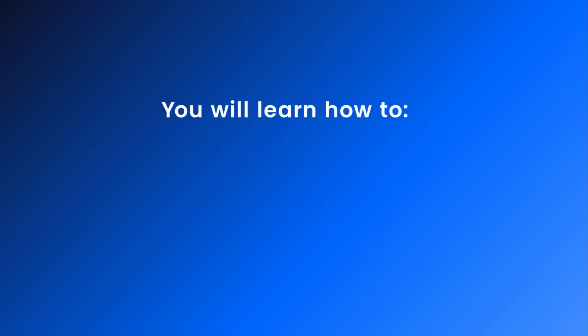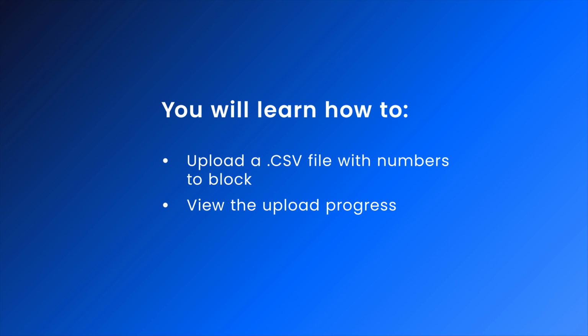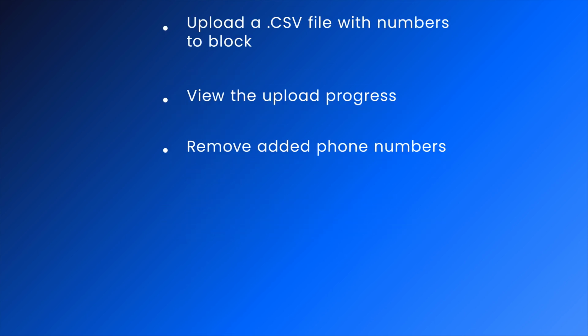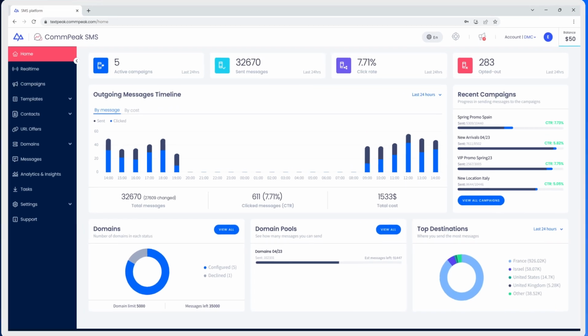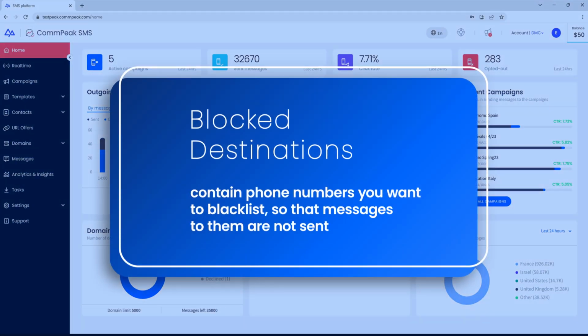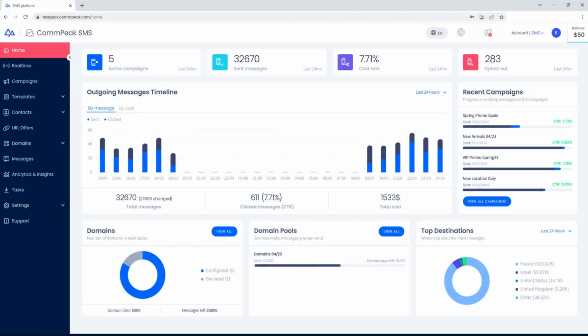You will learn how to upload a CSV file with phone numbers to block, view the progress of the uploaded lists, or remove numbers to stop blocking them. Blocked destinations contain phone numbers you want to blacklist, so that messages to them are not sent even if they belong to your contacts. Let's say you need to manually opt out an existing contact.